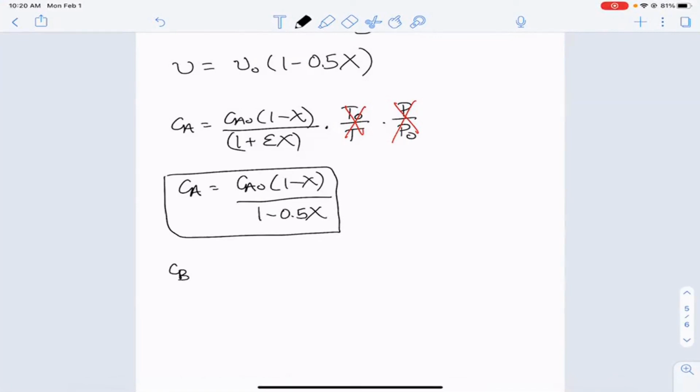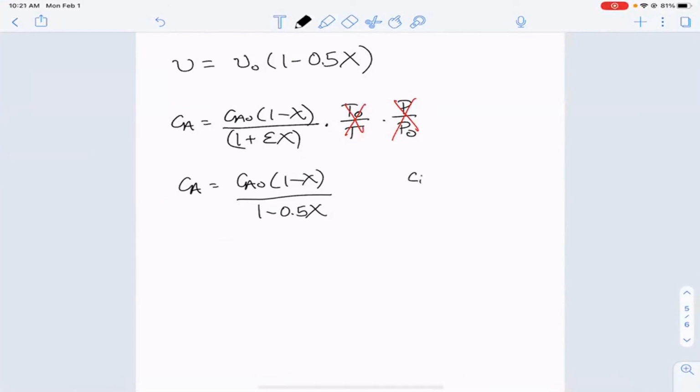Well, we said that for all species that Ci equals Ci0 minus the stoichiometric coefficients times Ca0 times x over 1 plus epsilon x times T0 over T times P over P0. So let's apply that here to B and C.